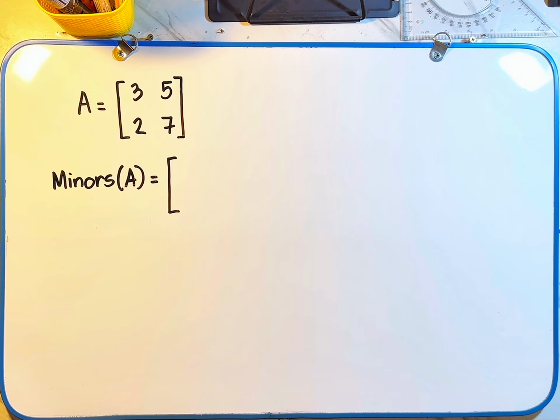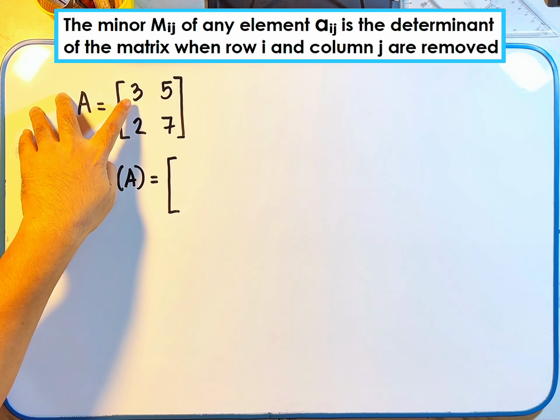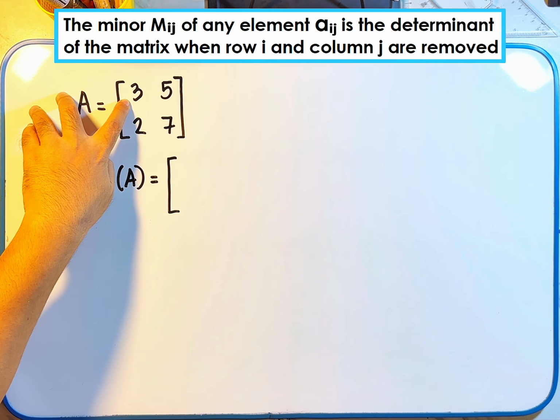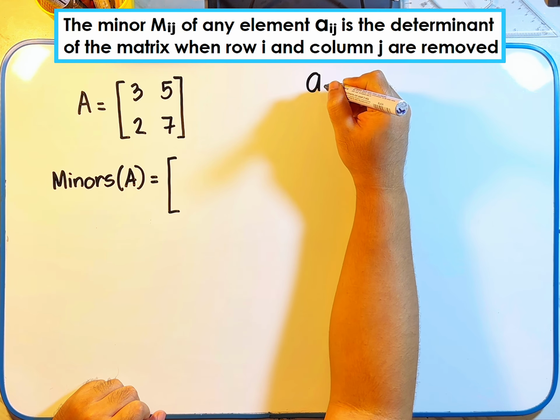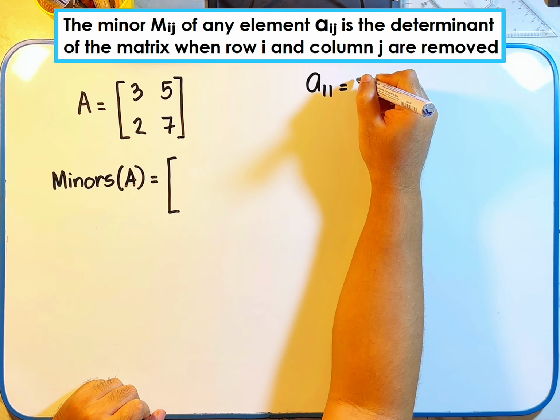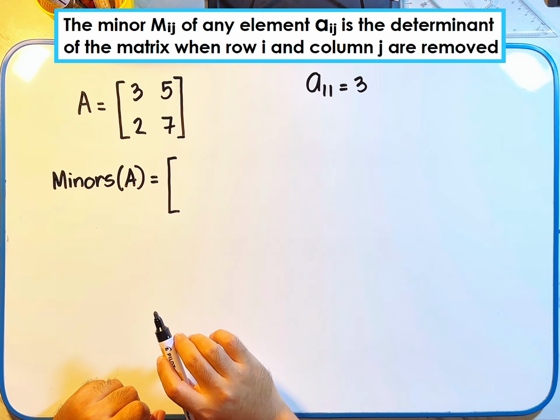Now, the concept is this. To determine the minor, you have to find the determinant of the matrix after removing row i and column j. For example, this term right here is the term in the first row, first column. So that's element A11, which is equal to 3. It means the element in the first row, first column.